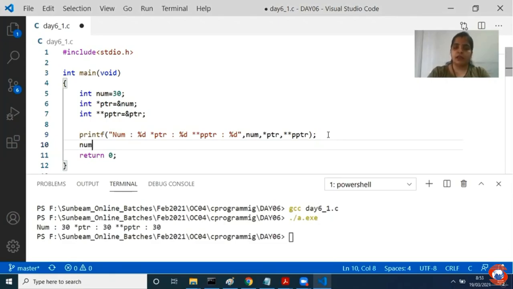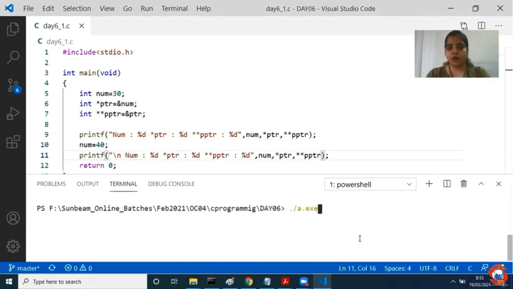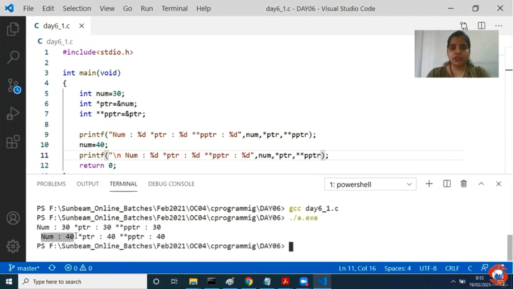After that, now I'm changing the num value as 40. Let us compile and check. After this, am I getting all the three values as 40 and 40? Let us check. Can you see? Num में change किया, लेकिन indirectly pointer में भी हो गया.